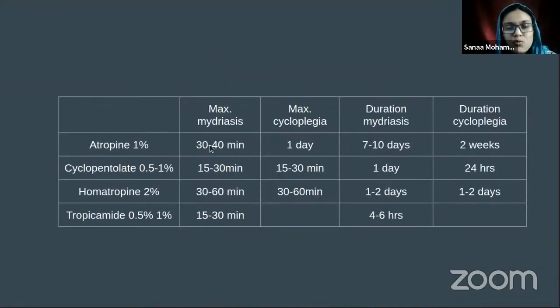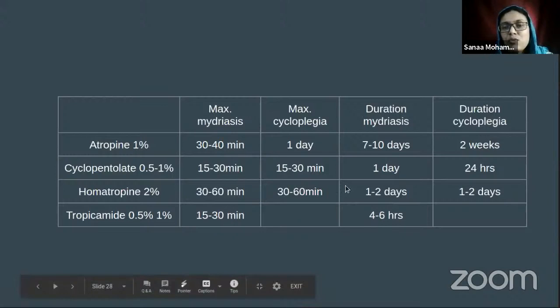Atropine 1% produces mydriasis in about half an hour, which lasts for about 1 week. Cycloplegia occurs in about 1 day and lasts for about 2 weeks. Cyclopentolate, 0.5% and 1% concentrations are used. Again, mydriasis and cycloplegia occur in about half an hour and last for about 1 day. With homatropine 2%, mydriasis and cycloplegia occur in about 1 hour and last for about 1 to 2 days. While with tropicamide, predominantly mydriasis in half an hour, which lasts for about 4 to 6 hours.